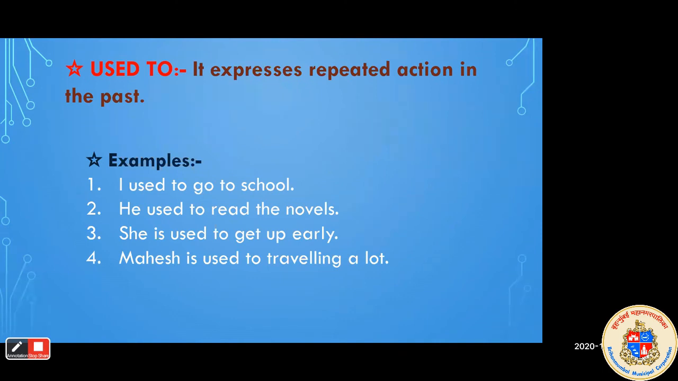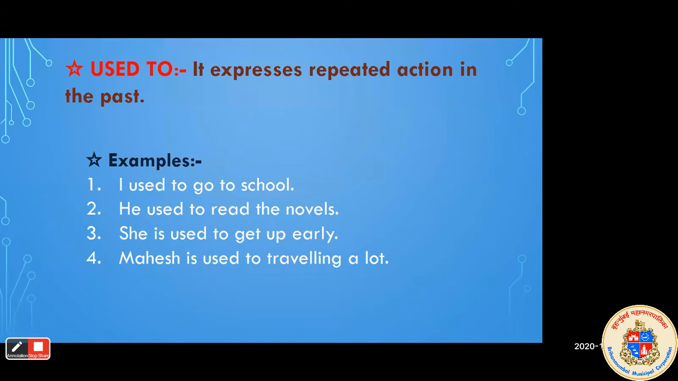I used to go to school. He used to read novels. She used to get up early. Mahesh used to travel a lot.